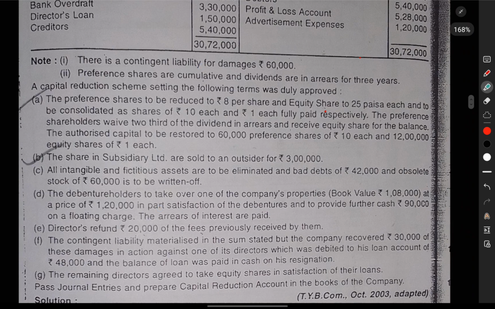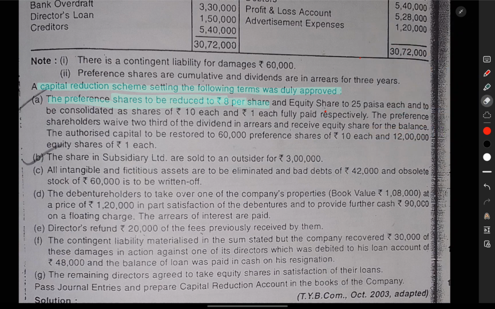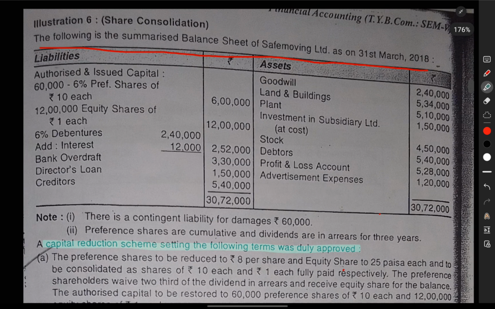Let's check the first adjustment. A capital reduction scheme setting up the following terms and duly approved. The preference shares to be reduced to 8 per share. So the value of our preference share is 10. You can see here 60,000 6% preference shares of rupees 10 each. That is 6 lakh.